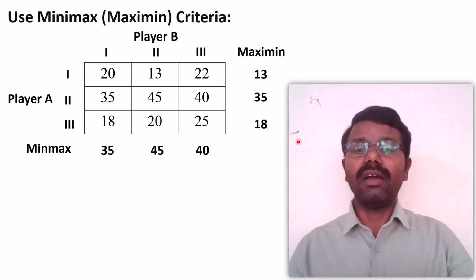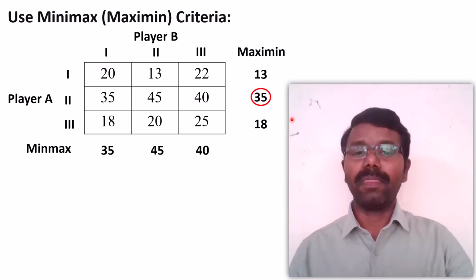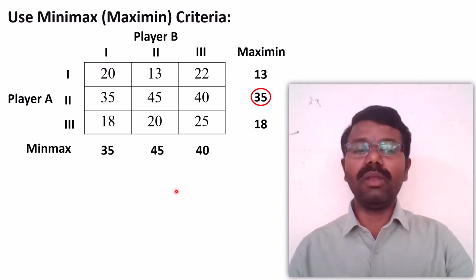So here we are going to see what the maximin value is. These are the minimum values in the rows. Out of these, what is the maximum value? That is 35. And again, in the maximum values of the columns, out of these three, what is the minimum value? That is 35. So that means here the minimax value is equal to the maximin value.